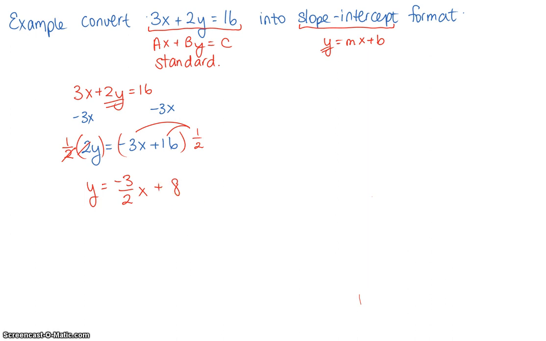Now in this format of the line, like we were just talking about before, this is my m value, so that means my slope is negative 3 over 2. It's going to have a negative slope, and my y-intercept is (0, 8).